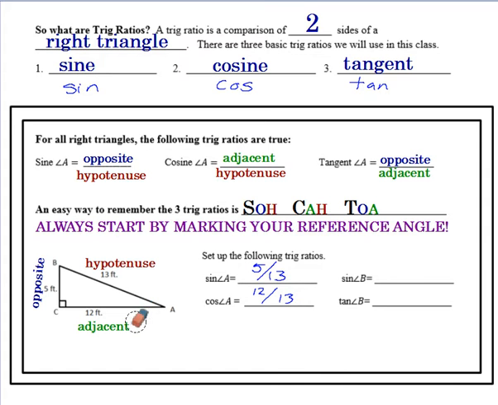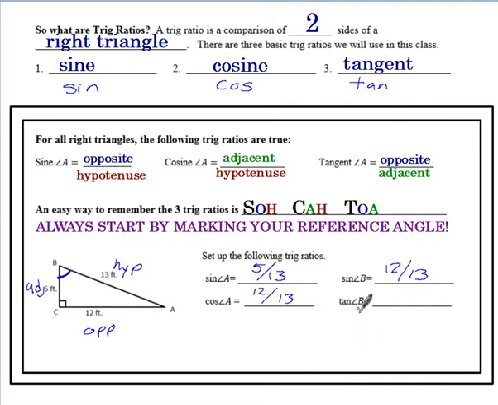So now what happens if I switch my reference angle? Now I'm switching it over to sine of B. So my reference angle is B. This now becomes opposite. This is still hypotenuse. Hypotenuse is always hypotenuse. And then this side becomes, whoops, the adjacent. So sine is opposite over hypotenuse. So opposite is 12, hypotenuse is 13.